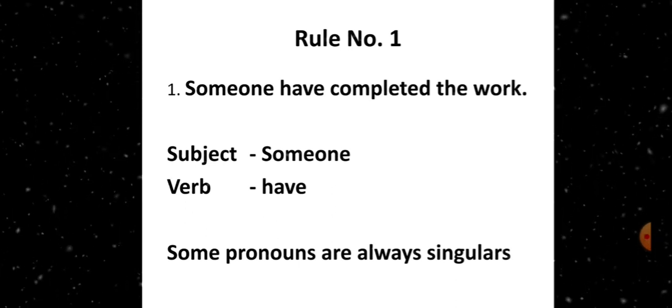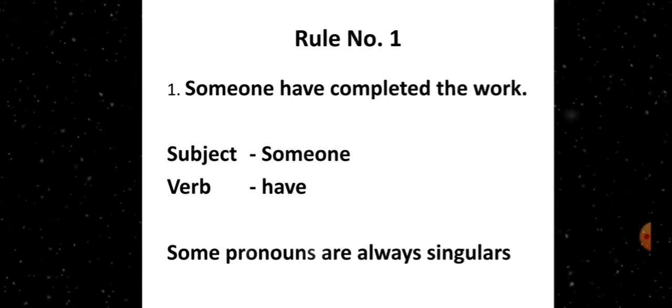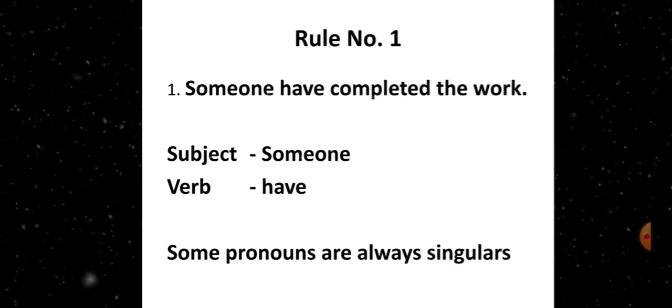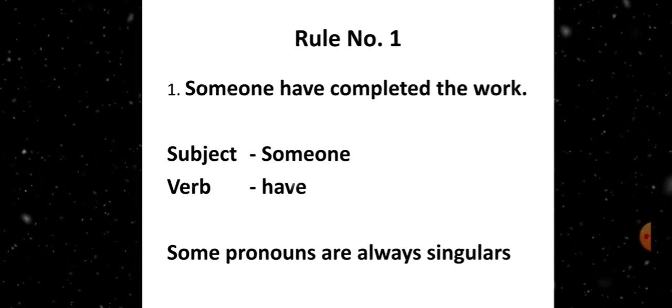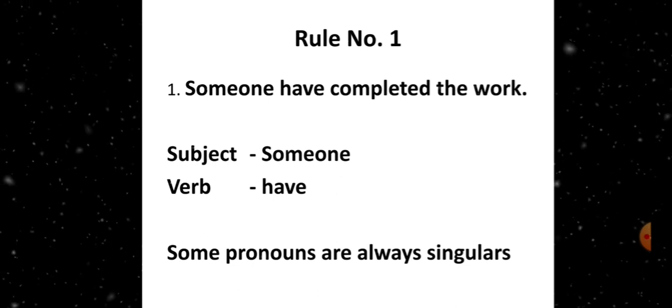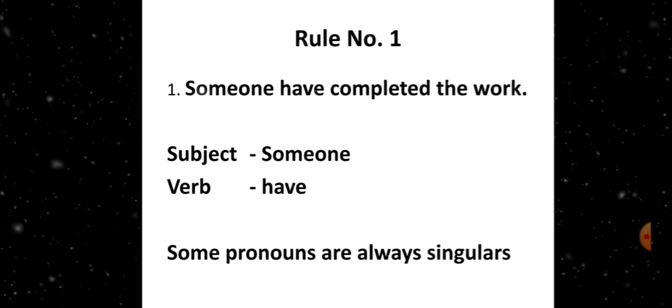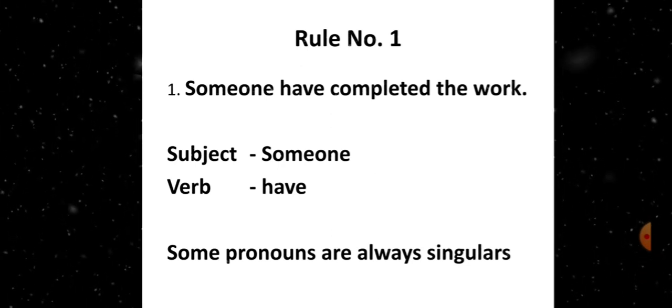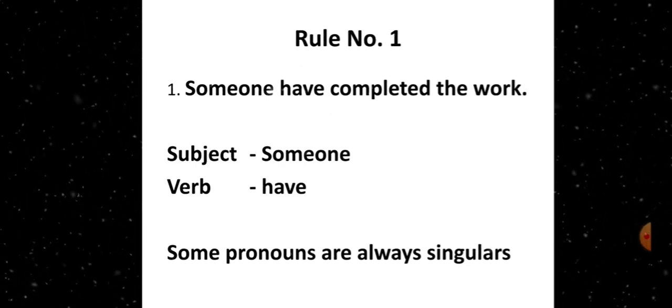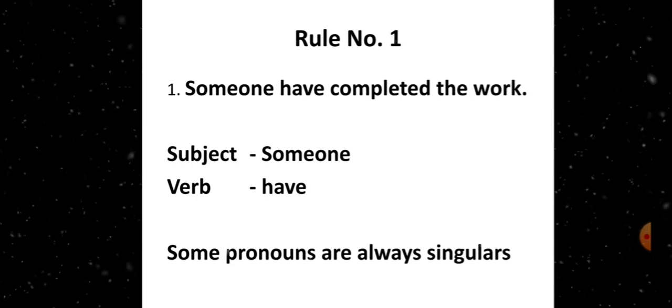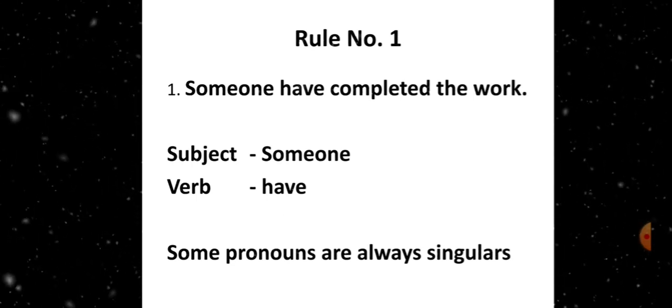Rule number one. First read this sentence. Someone have completed the work. So this is the sentence given to you. Now you need to see whether the agreement is correct or not. Someone have completed the work. So identify the subject first. What is the subject? Someone. The next question, is someone singular or plural? Someone is singular.